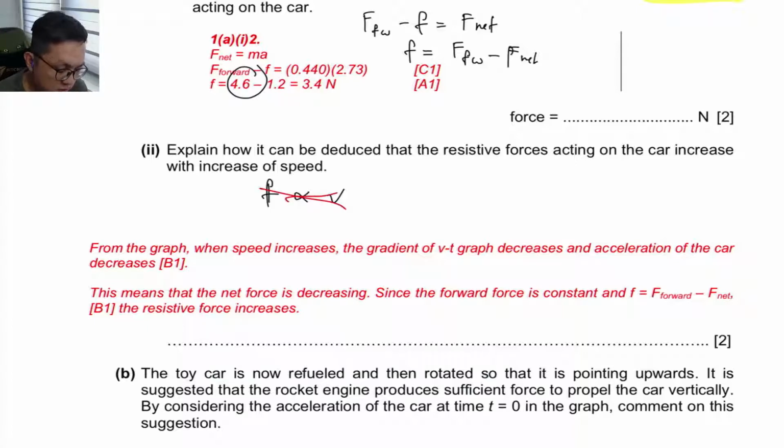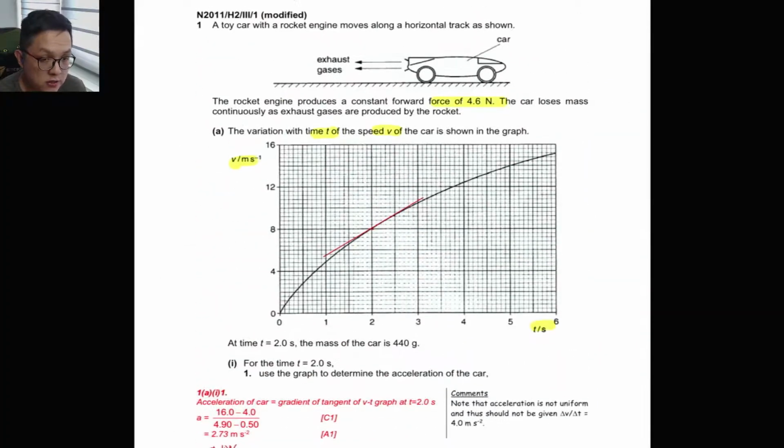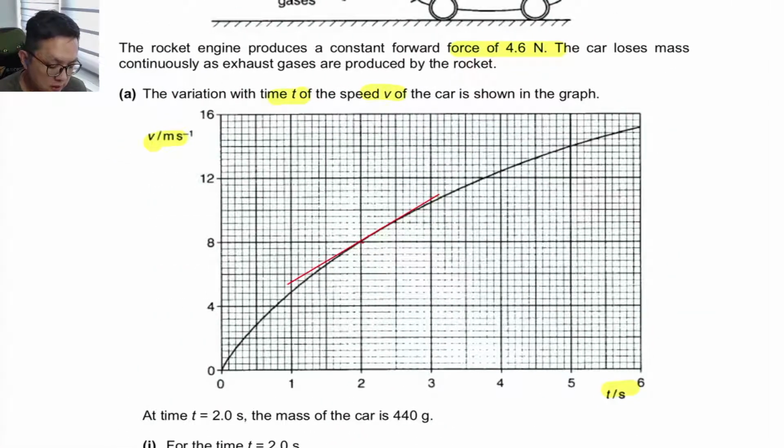Check this out. Okay, so you're supposed to deduce that the resistive force... Again here, I need you to use evidence from the graph. If you look at this graph, go back to the previous page. You can see that the gradient is becoming less and less steep. As you go on, it becomes less and less steep.